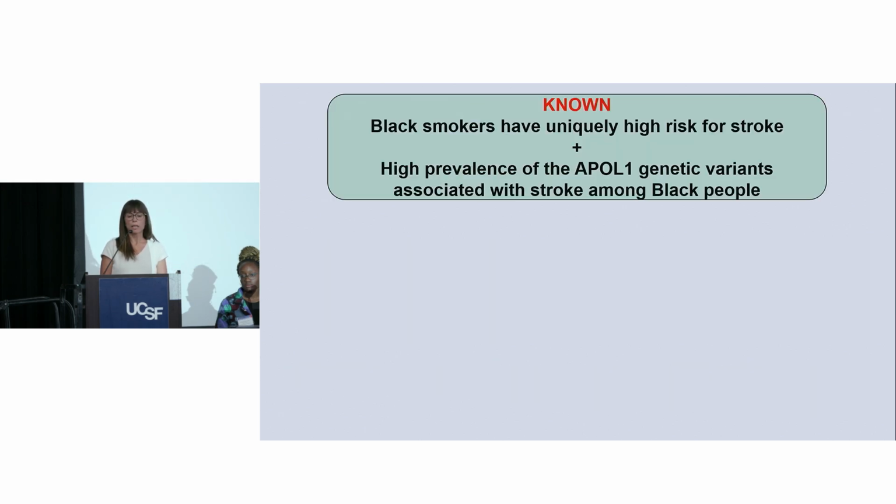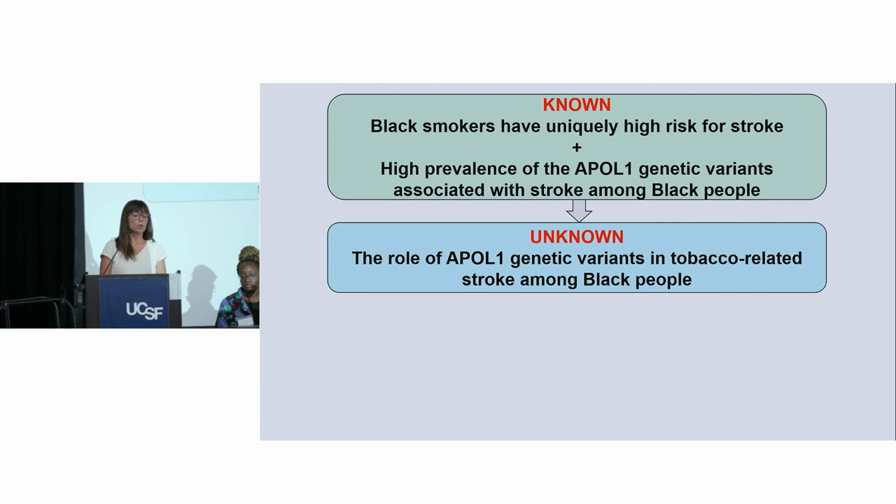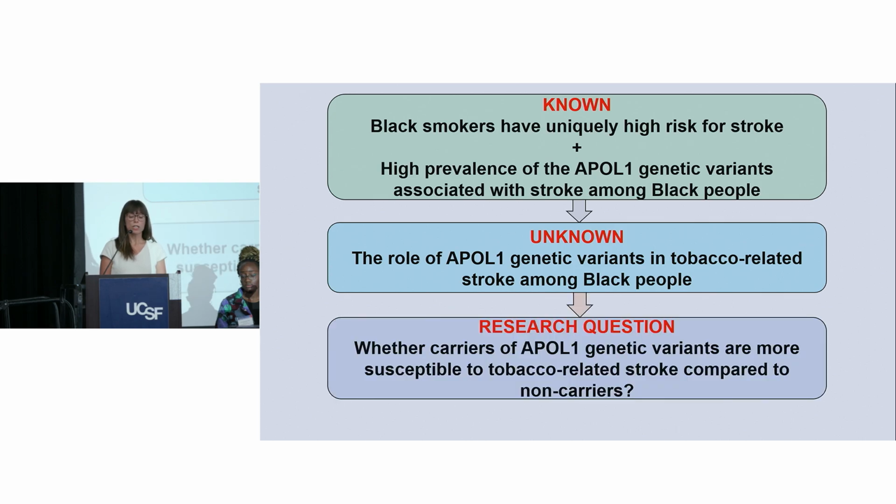So now we know that Black smokers have uniquely high risk for stroke, and they have high prevalence of these ApoL1 genetic variants. What we do not know is the role of these genetic variants in tobacco-related stroke among Black people. So the research question is whether carriers of these genetic variants are more susceptible to tobacco-related stroke compared to non-carriers.